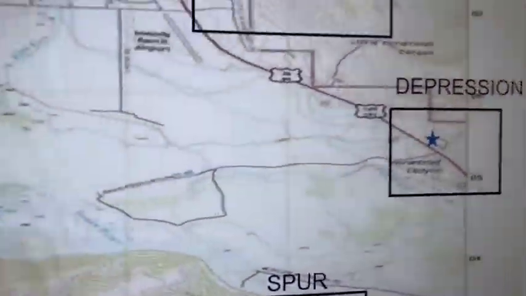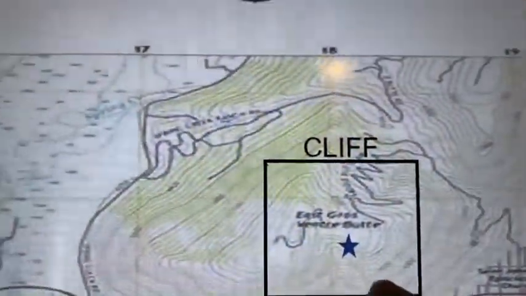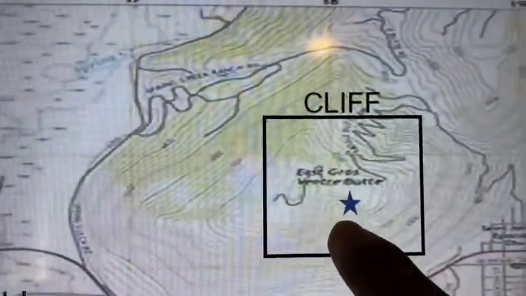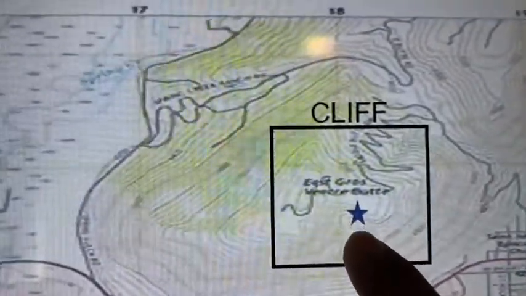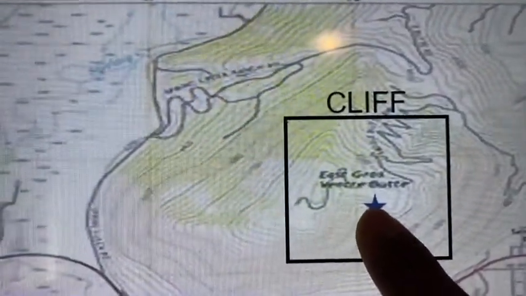And then the cliff. If you look right here, this is the other part of the cliff, not the one that's completely dropped down. If you look right here, this is where the cliff is formed. You can't really see it behind the star, but that's where the cliff is at.